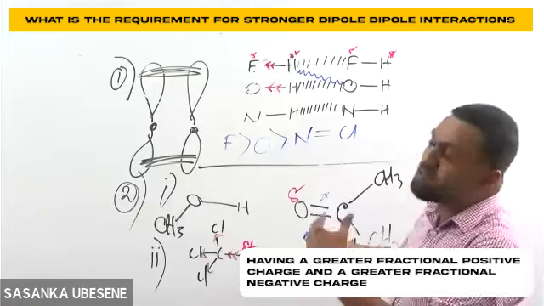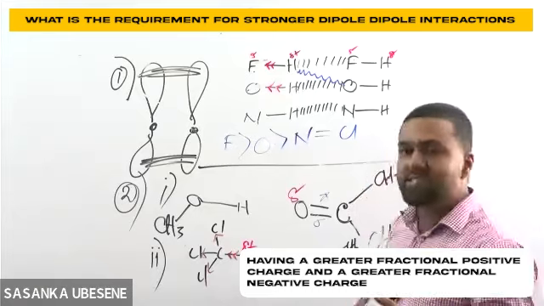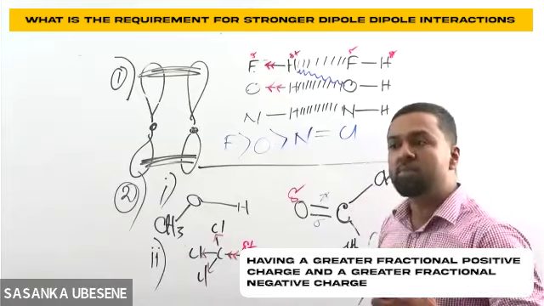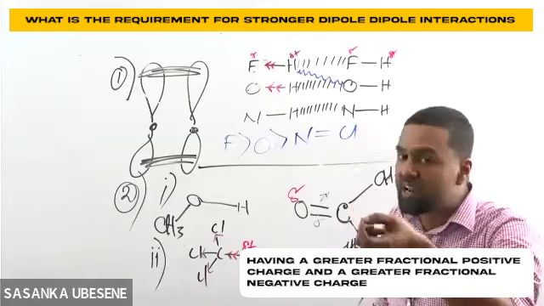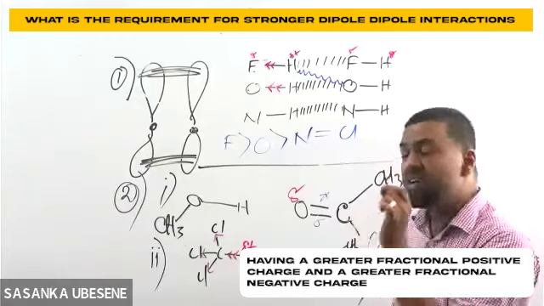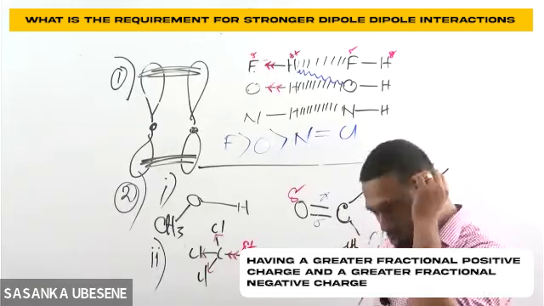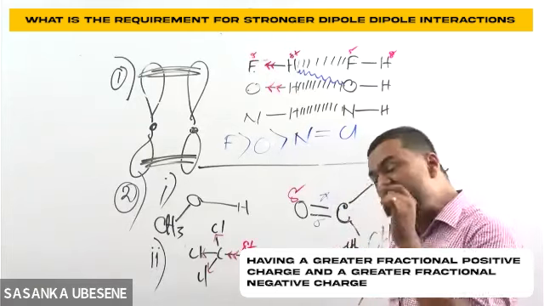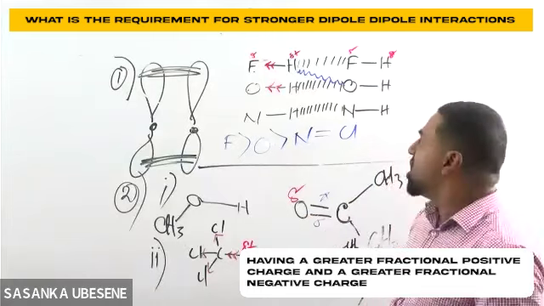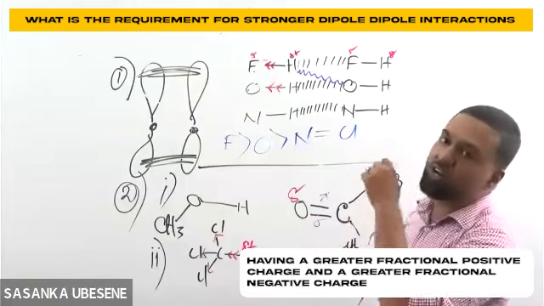So what is the requirement for hydrogen bonding? Finally, that is the summary. Definitely you need a hydrogen atom, and we should have a greater fractional positive charge on the hydrogen atom. That is the requirement. It is not a requirement that hydrogen be attached with fluorine, oxygen, or nitrogen.